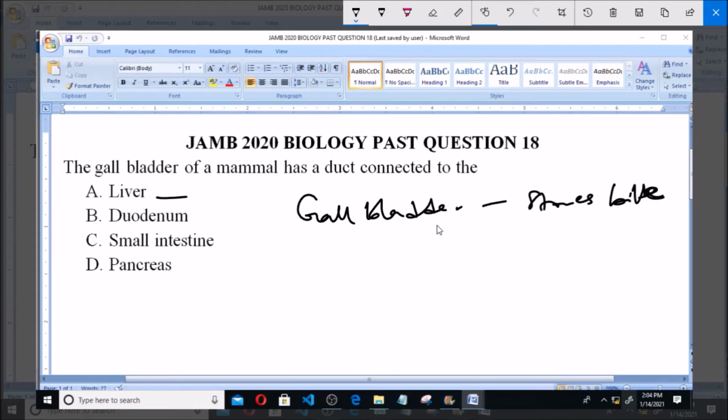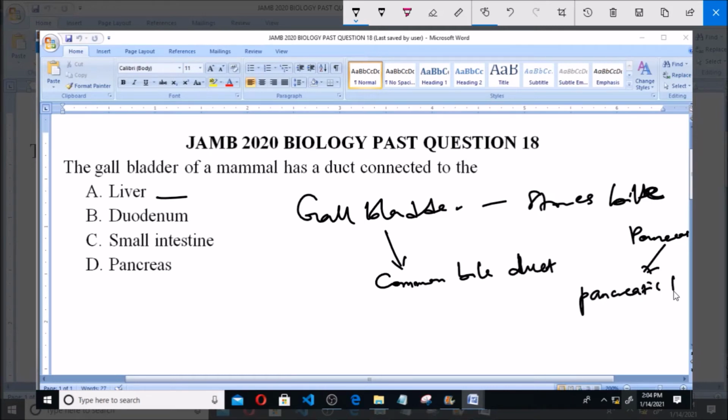In the gallbladder. Now, from the gallbladder, we have a duct known as the common bile duct. Now, this common bile duct will unite with the what? With a duct from the pancreas. We have the pancreas. Now, the pancreas has its own duct also. We call it the pancreatic duct, or what we call the duct of Wirsung. But I will call it for our level the pancreatic duct.